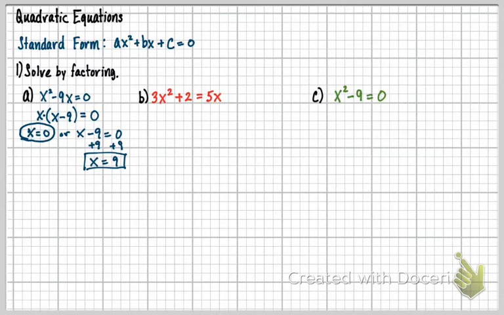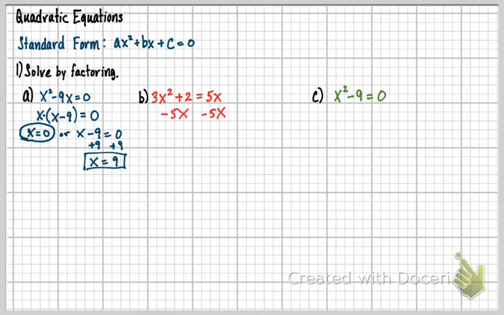Okay, now for the second one, this is 3x squared plus 2 equals 5x. Now if you notice, standard form again is ax squared plus bx plus c equals 0. So it has to be in that order and in that form. And remember, it has to equal 0. Okay, so this is a little mixed up. This is just mixed up. So I would simply move the 5x over. So I'm going to minus 5x to both sides.